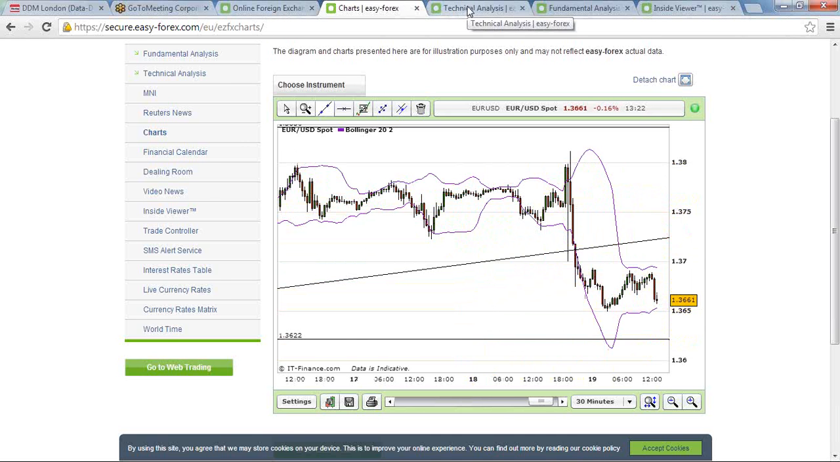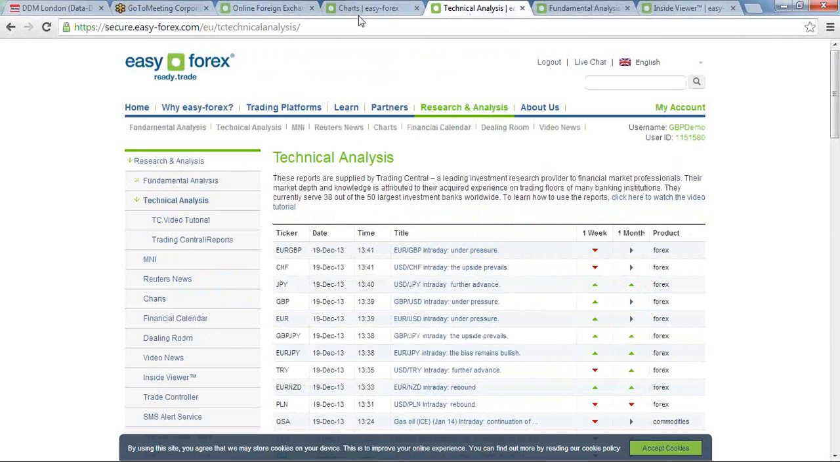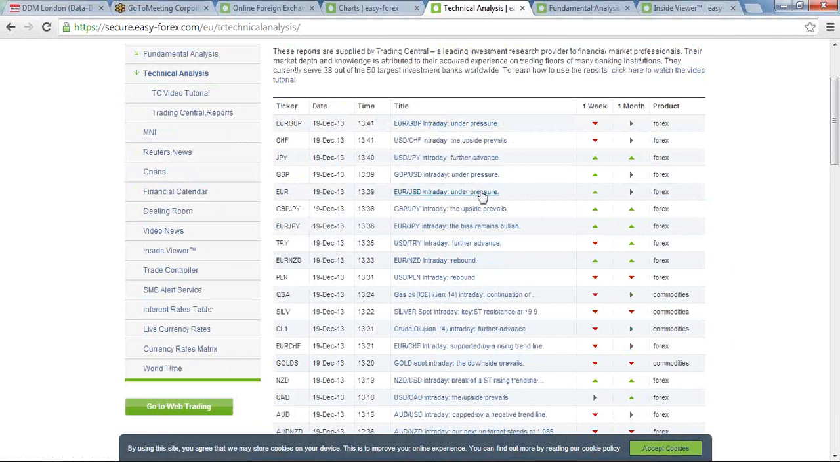The other forms of analysis we have on the website: if you go to the research and analysis section, you have quite a good selection here. Fundamental analysis, this is news reports, we'll be going through those in a minute. Technical analysis, these are trading signals from a third party we use called Trading Central. They're very accurate, good analysis of what is going on in the market, what's going on the chart, and what might happen in the future. You have a list of these. They're released a few times for each asset class throughout the day. Let's have a look at one of them.